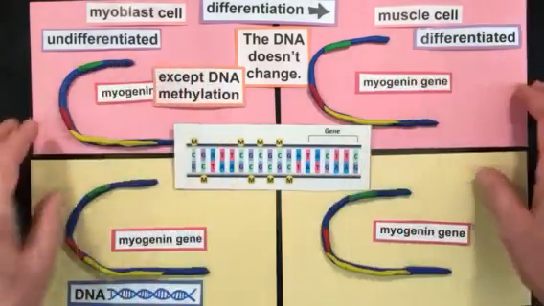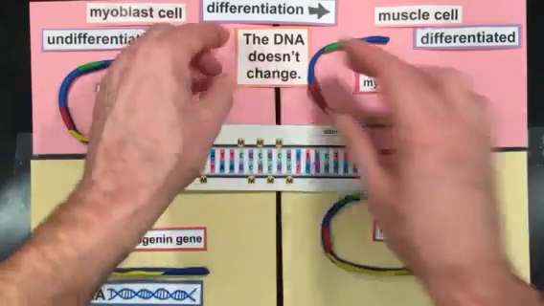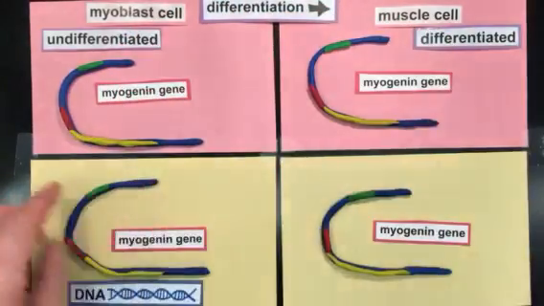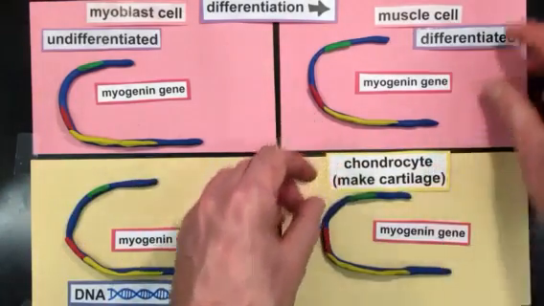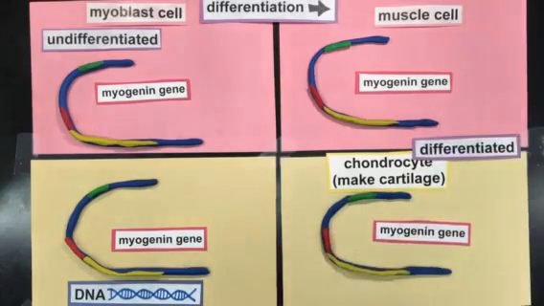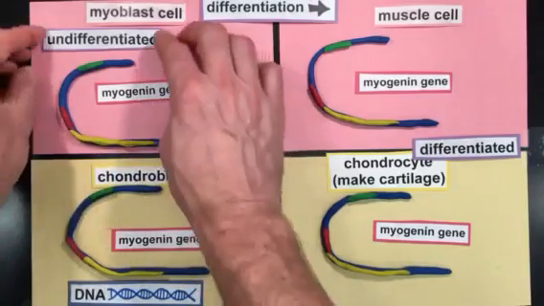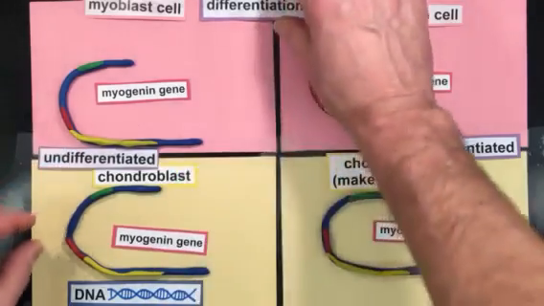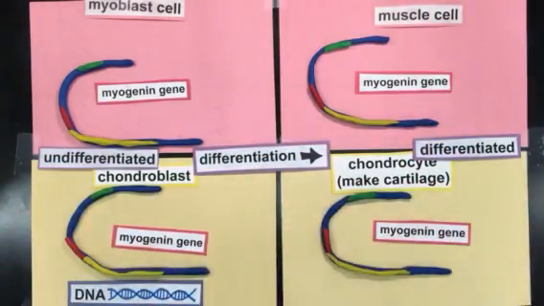Let's get back to the role of DNA methylation in cell differentiation. These 2 cells we need to add to our story are a chondrocyte, which is a differentiated cell in our body that makes cartilage or connective tissue, and a chondroblast, which is an undifferentiated precursor to a chondrocyte. Chondroblasts undergo differentiation to make chondrocytes.